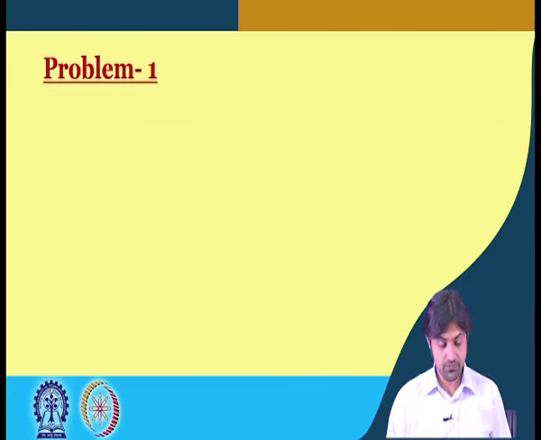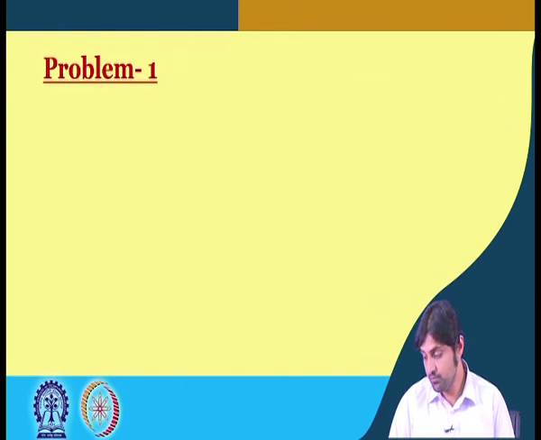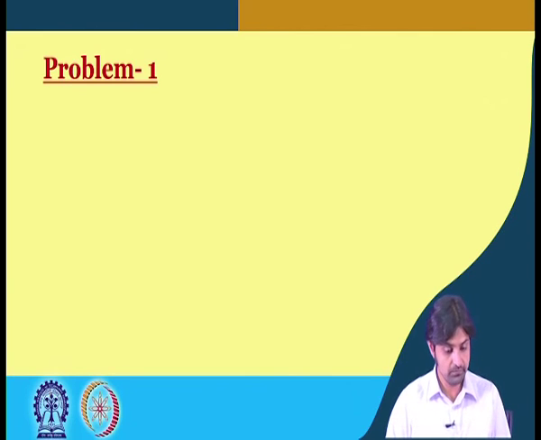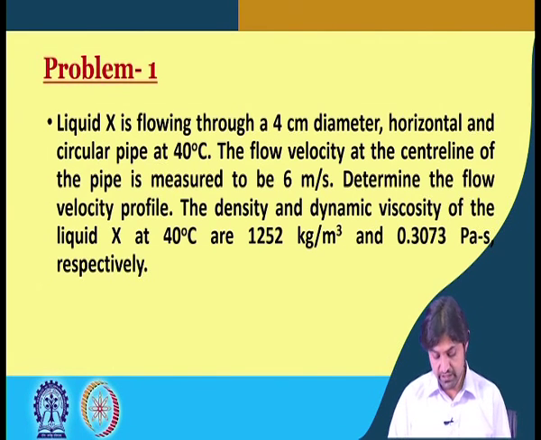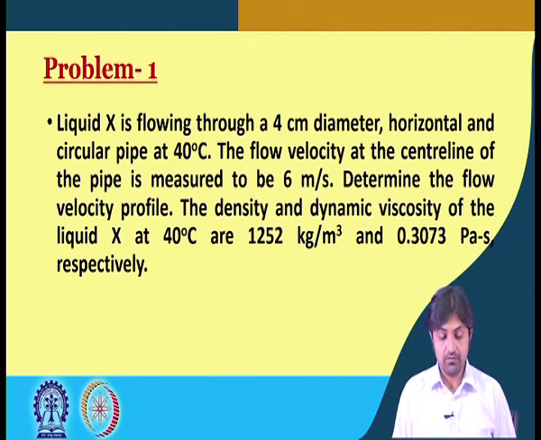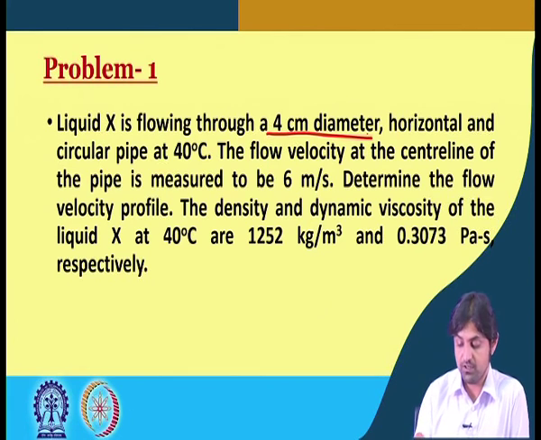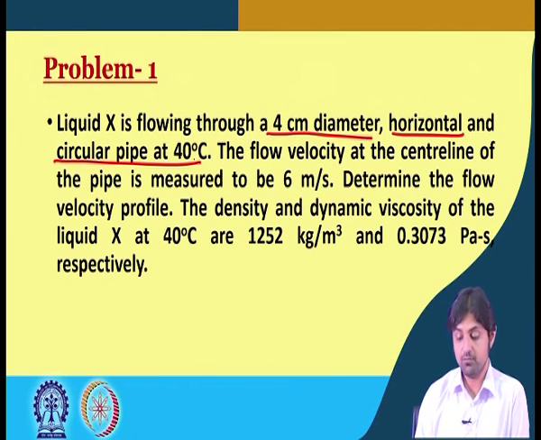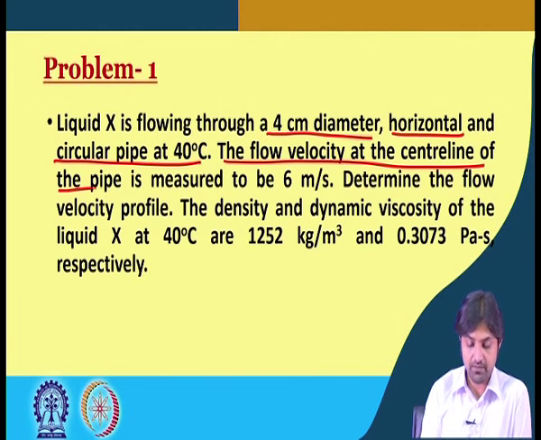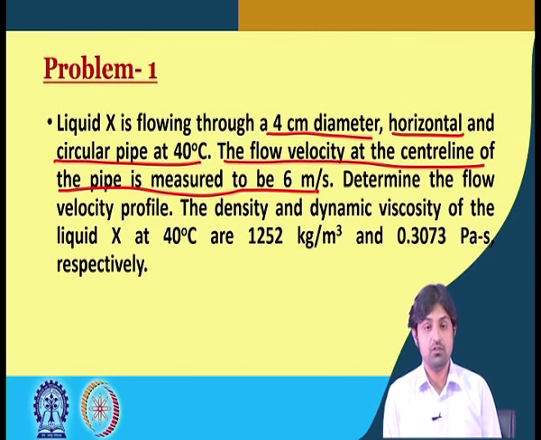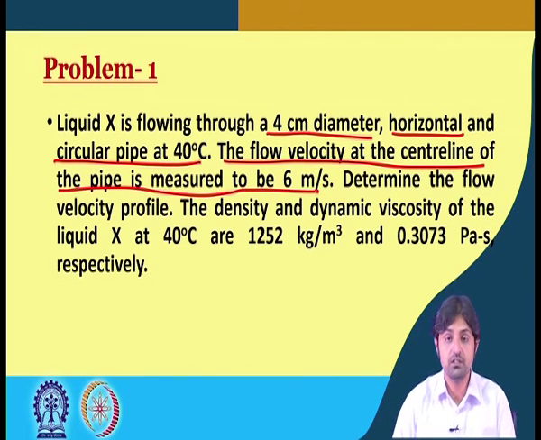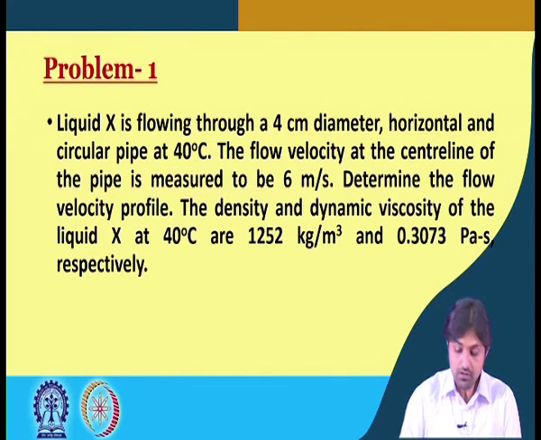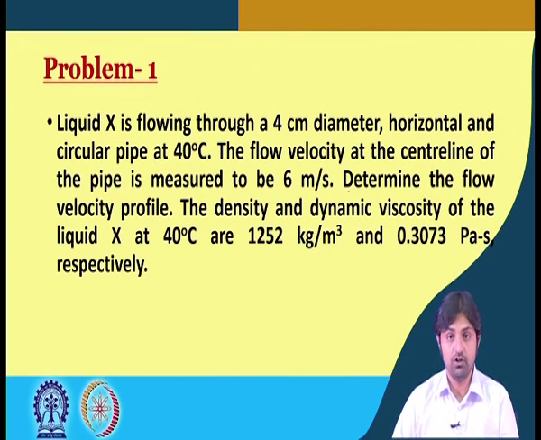All right. So now we are going to see the first problem from the laminar flow. The problem is, there is a liquid X which is flowing through a 4 centimeter diameter horizontal circular pipe at 40 degree centigrade. This is what we have done before, okay. The flow velocity at the center line of the pipe is measured to be 6 meters per second. So basically we have measured the center line velocity of the pipe, okay. We have to determine the flow velocity profile.